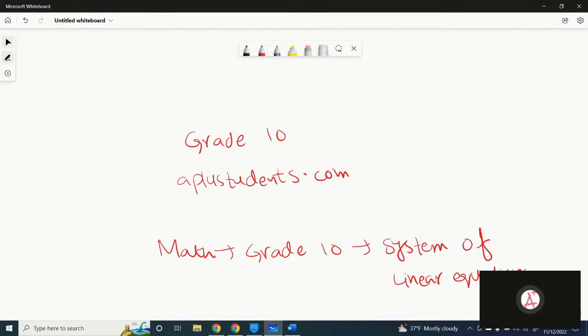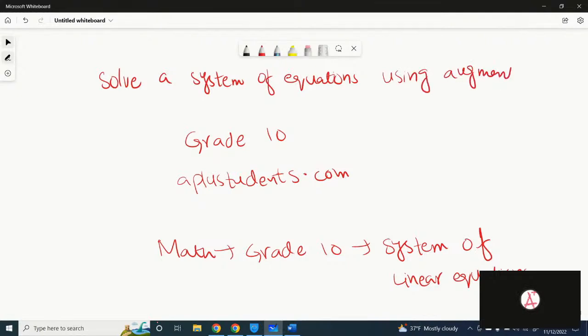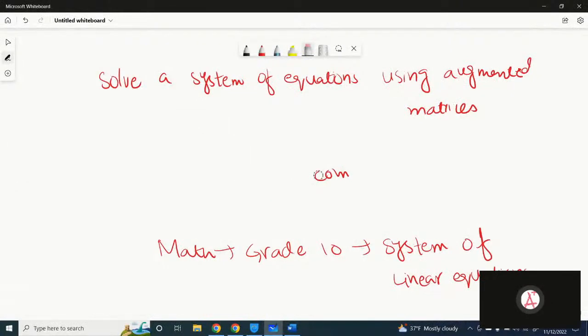So we are already working on the chapter system of linear equations. We're going to start with the topic lesson, that is solve a system of equations using augmented matrices. So please make sure you have your notebook and pencil so that you can note down the important examples and definitions as well. So let's start with the topic solve a system of equations using augmented matrices.